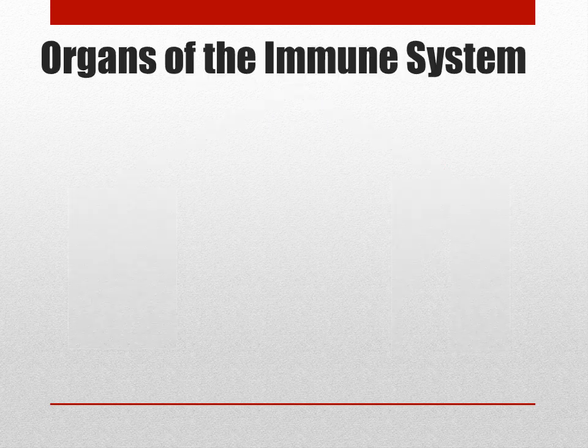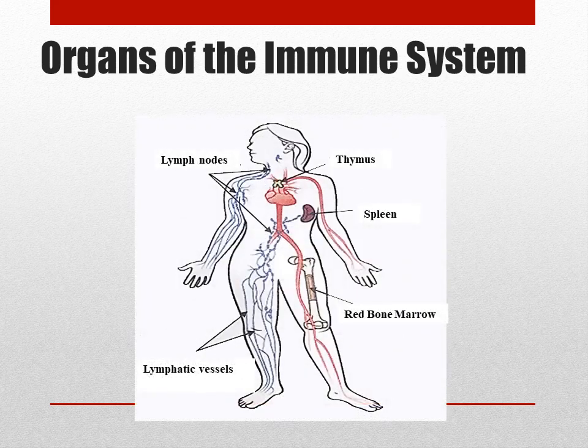As it is important to study the characteristics of cells involved in immunity, it's also important to identify organs of the immune system where some of the immune cells are produced. Organs of the immune system involve thymus, spleen, red bone marrow, and lymph nodes.